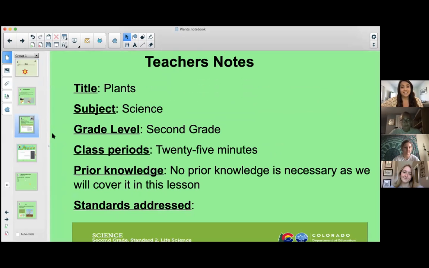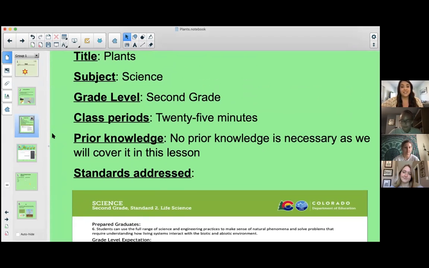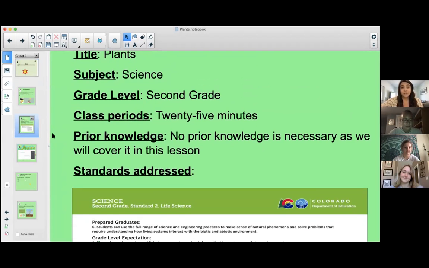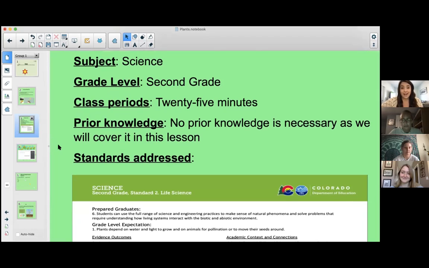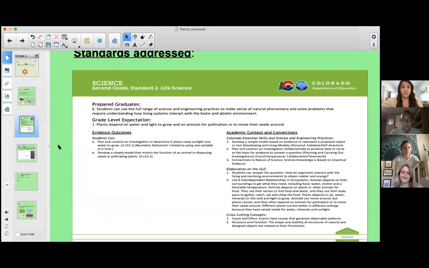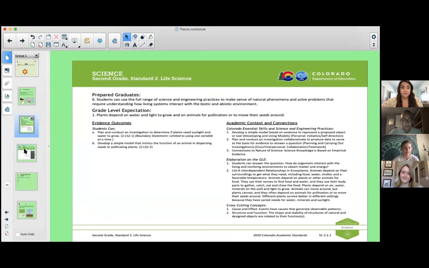The subject is science. The grade level we're working with is second grade. The class period should take about 25 minutes. We do not need any prior knowledge as we will cover this all in class, so there's no prior knowledge necessary. And this is our standard that we are addressing.